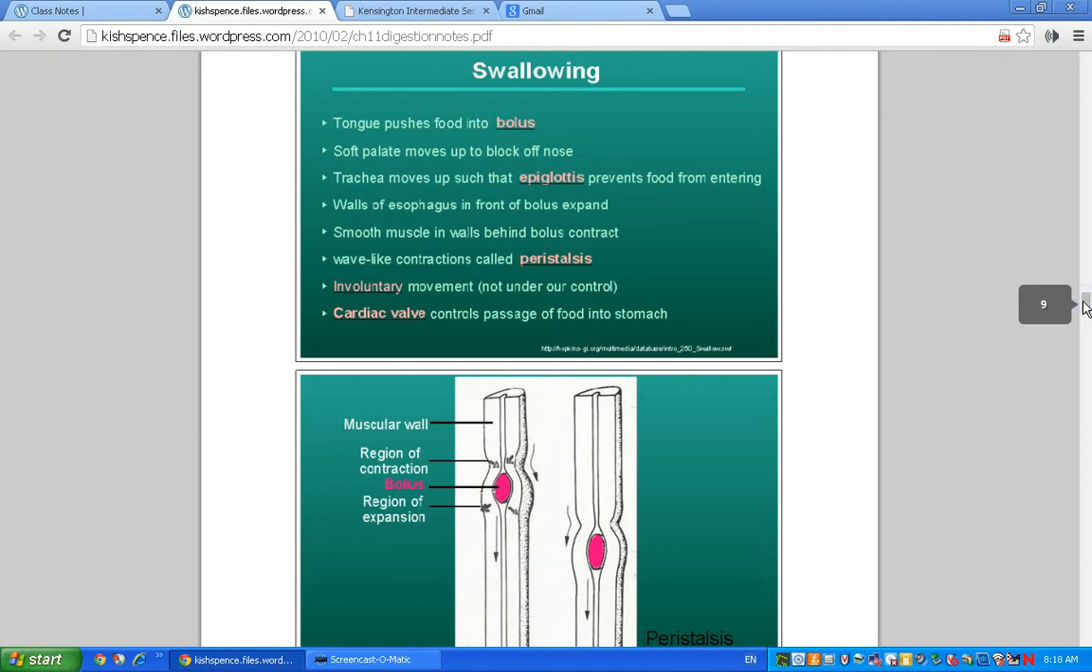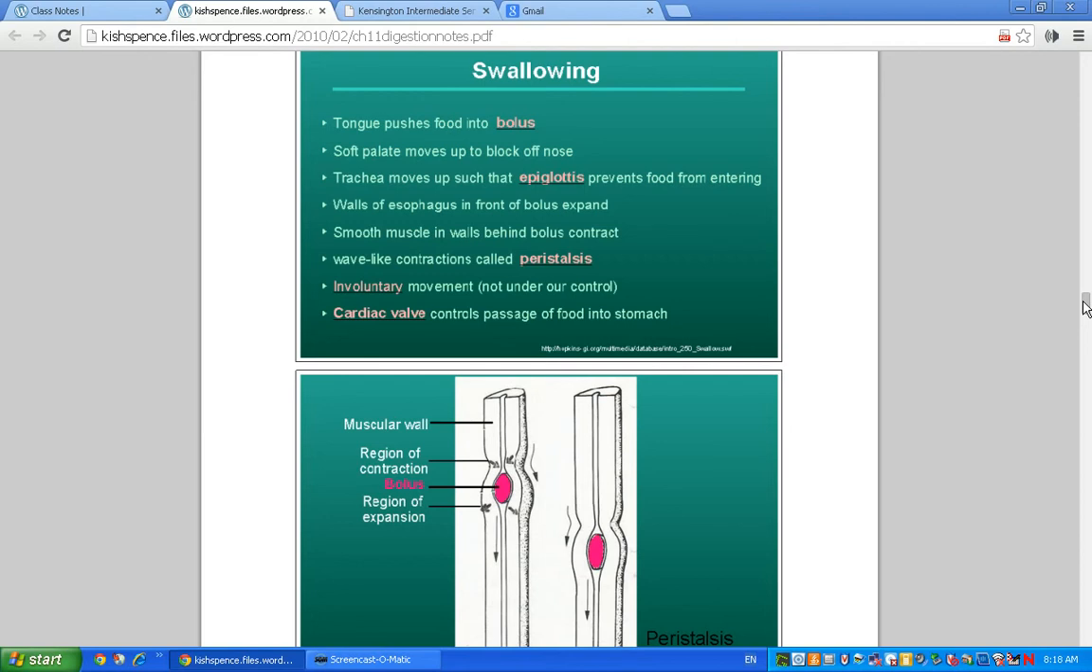Okay, the next part talks about swallowing. So basically your tongue helps with this action. It helps to push your food into a ball called a bolus. And remember your soft palate is going to move up as the bolus pushes back so that your food doesn't go out your nose. Your trachea is going to move up so that the epiglottis kind of covers it over, that special flap to prevent you from choking.